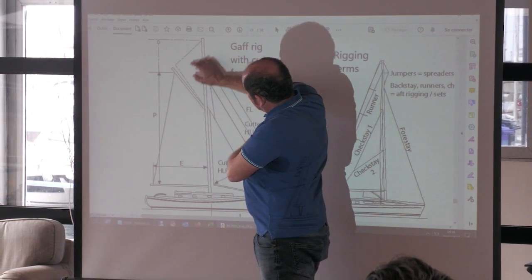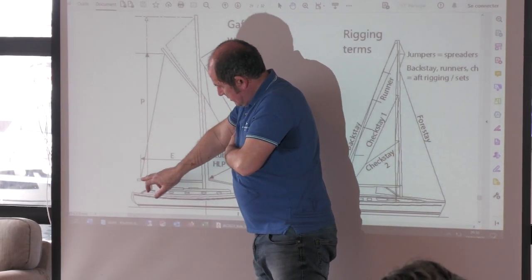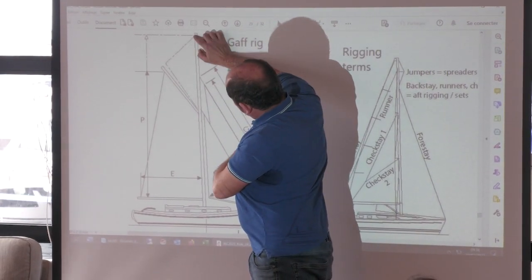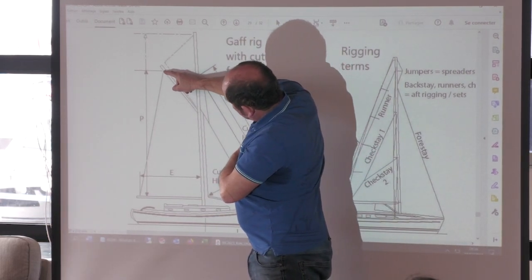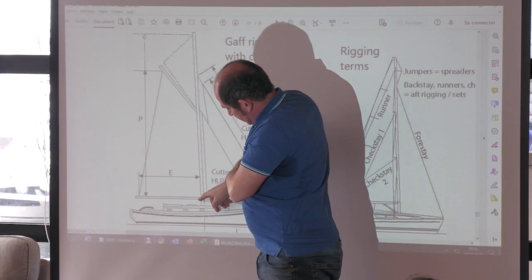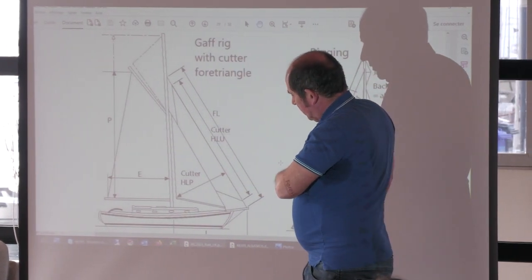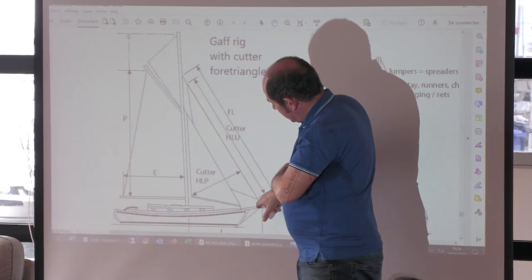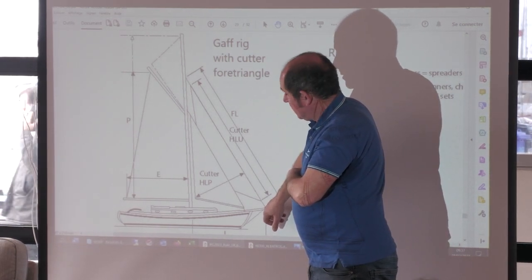Following measure P in such a case. If you have this cell, the P measurement is from there to the boom. If you don't have this one, the P measurement is from there to the boom. And when you have a cutter rig, the forestay that you will consider is the aftmost forestay.